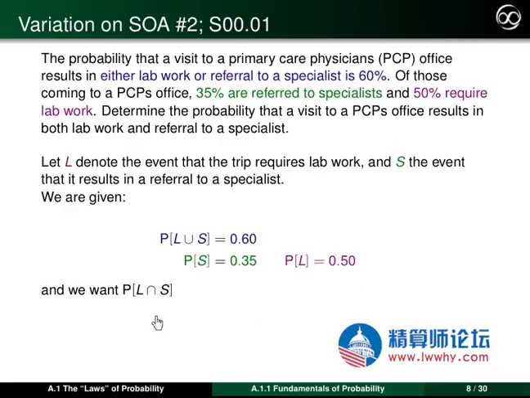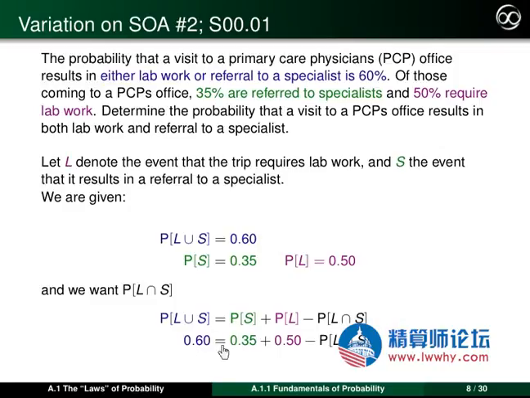I want the probability of L intersect S. I want the probability that results in both lab work and referral to a specialist. Ands tend to mean that I want to do an intersection. Ors, like we had in the blue, tended to give us a union. Do we have any formulas that connect intersections with unions? Well, yes, we do. It's the only formula actually that we know so far. Namely, the probability of L union S is the probability of S plus the probability of L minus the probability of the intersection.